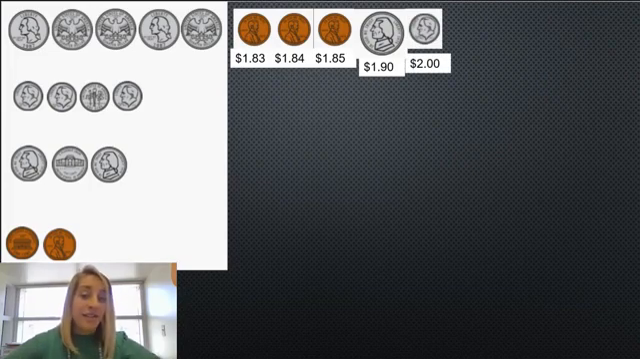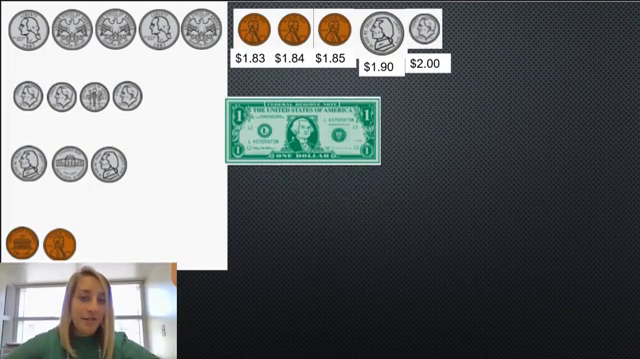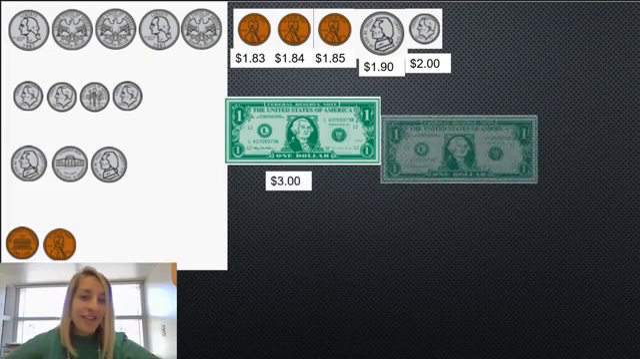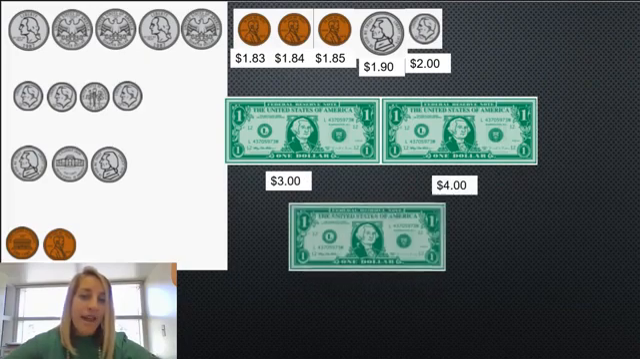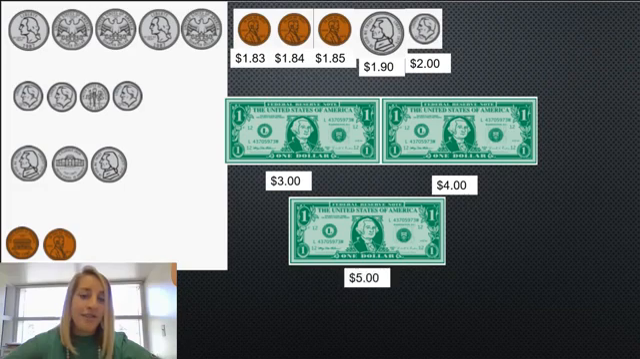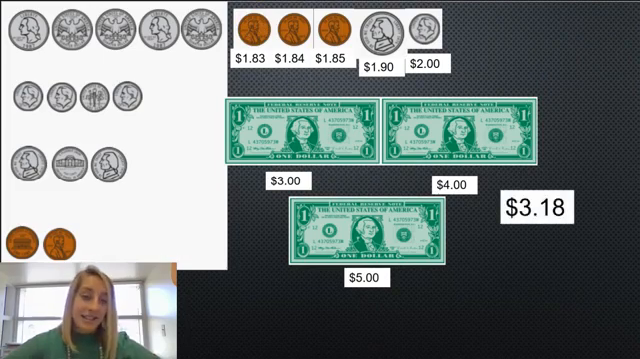Now I need to go up to $5, so I'll add a dollar bill, $3, another bill for $4, and another bill for $5. So now I've made it up to $5 by counting up. So I need to see how much did I have to count up. So I did $3 bills, a dime, and a nickel, which makes 15, 16, 17, 18. So $3.18 was the cost of the bread.